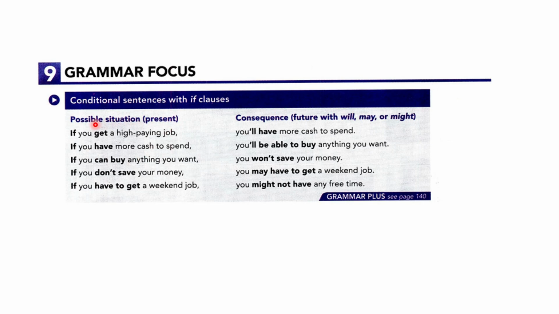Entonces, aquí tenemos situación posible, está en presente simple. Fíjense que todas las oraciones están en presente simple. If you get a high paying job, if you have more cash to spend, if you can buy anything you want, if you don't save your money, if you have to get a weekend job, todas son en presente simple. La consecuencia o resultado, todas están con future. En este caso, will, may or might. Cualquiera de los tres funciona. Entonces vamos a ver las completas.